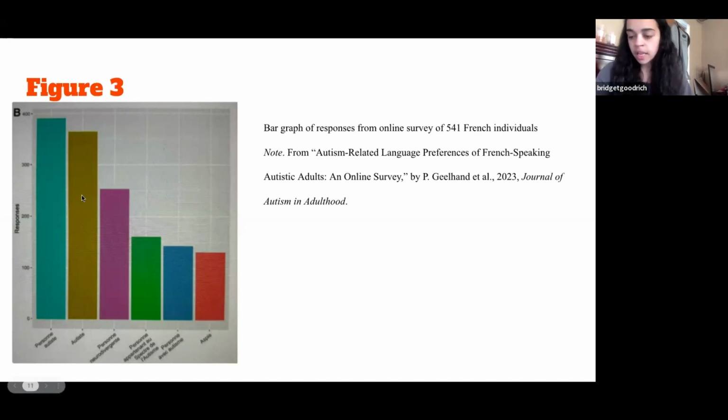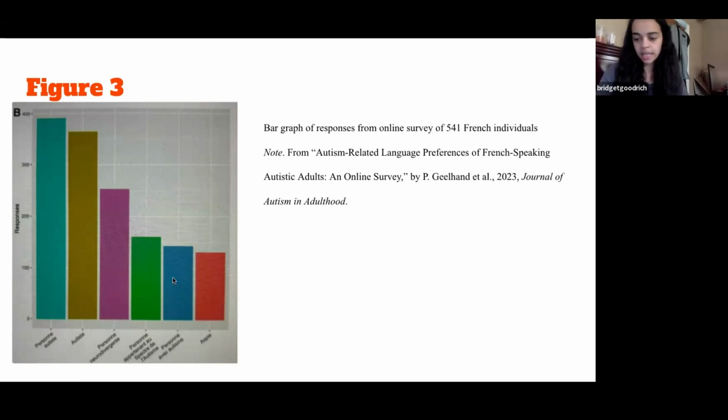The next one is the French term for autistic. 370 participants ranked this as their #1 preferred descriptive term. The third one is the French term for neurodivergent person. 250 out of 541 participants ranked this as their preferred descriptive term. The next one is the French term for person on the autism spectrum. 150 participants ranked this as their preferred descriptor.